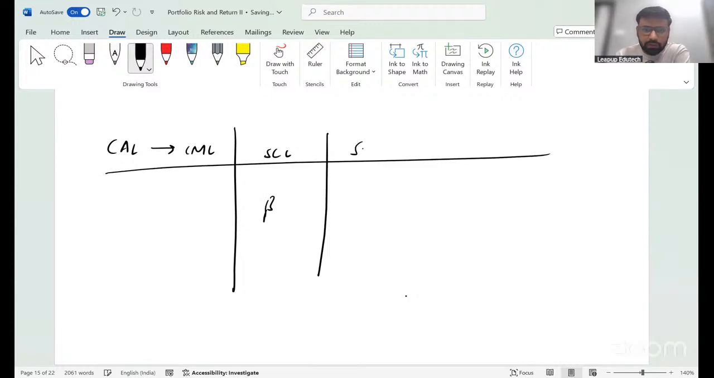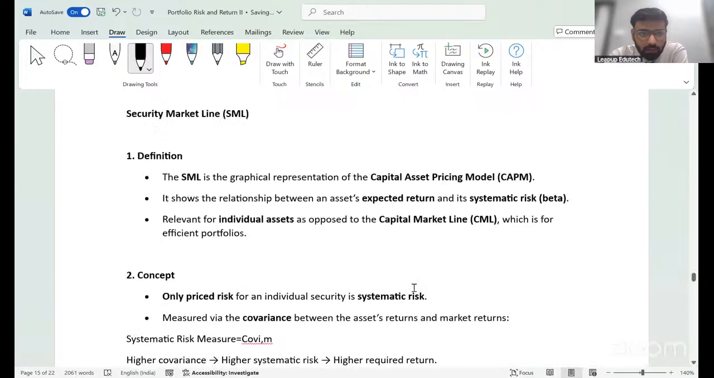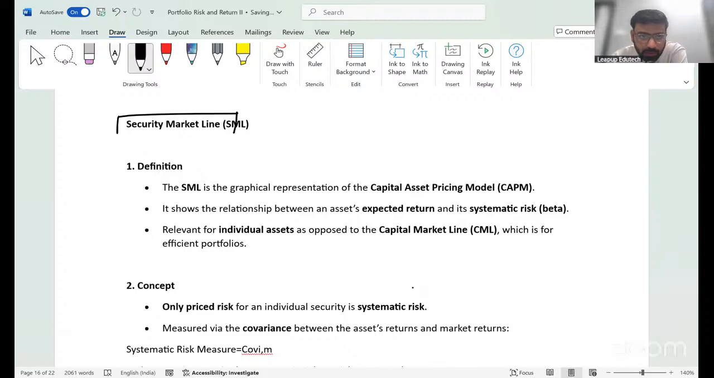Now, what is the security market line? What does that mean? What do you mean by security market line?